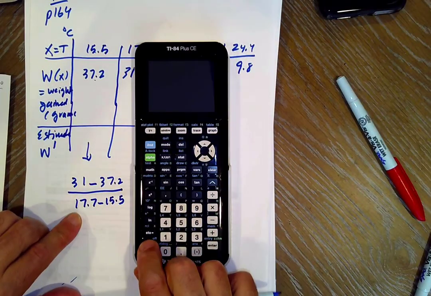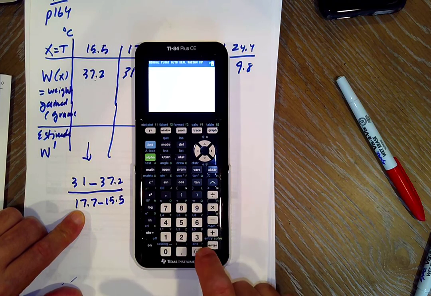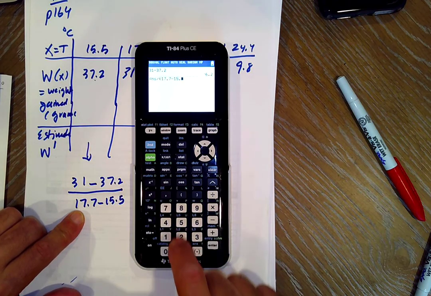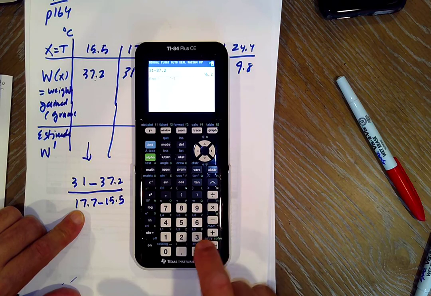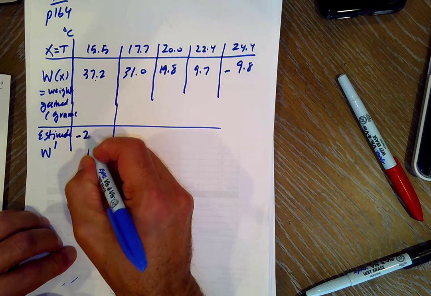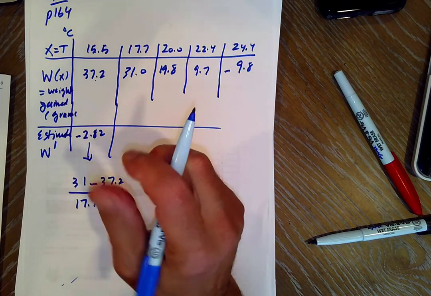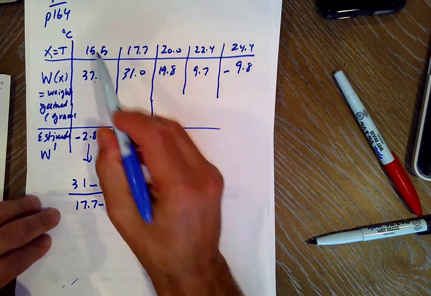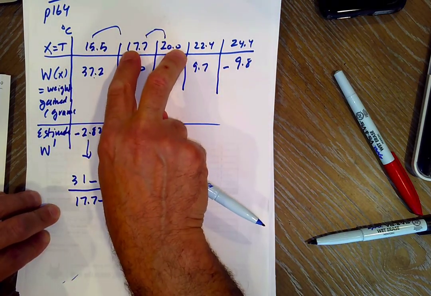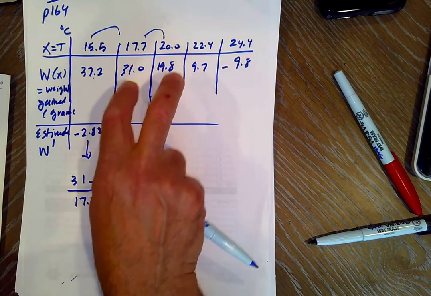So if you do the math, 31 minus 37.2 divided by the difference of 17.7 minus 15.5 in parentheses, it's negative 2.82 if we do two decimal places. So we use the average rate for estimating the instantaneous because we have no other means. Now, so we did these two. Now for these two, we could do these two together, or we could do these. We could use this as an estimate, or these two to get another value.